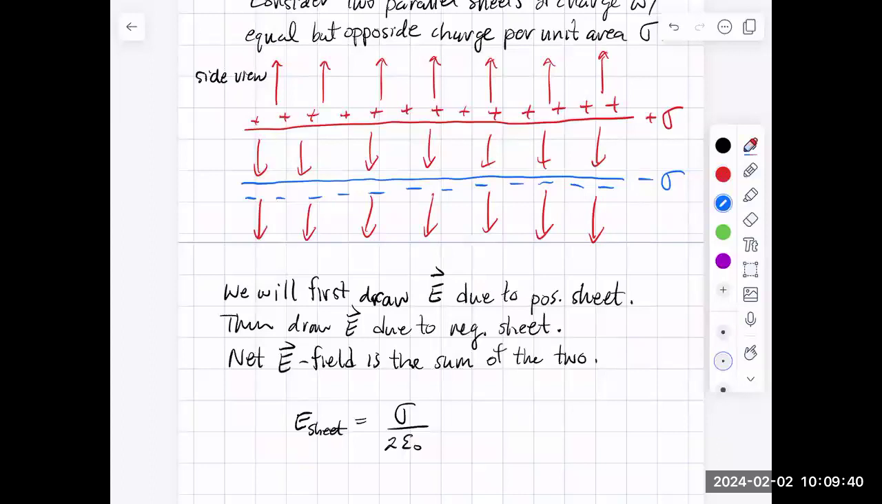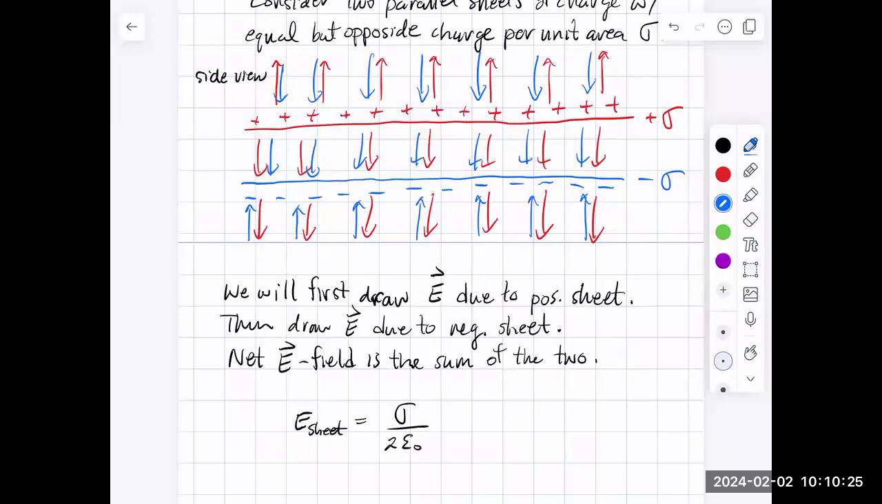And next, what we're going to do is add the electric field that's due to the blue negative sheet. Everything's going to be exactly the same, except that electric fields point towards negative charges instead of away from them. So everything looks the same. We just have to make sure that the electric fields point towards the negative charge when we're thinking about the electric field due to the negative sheet. And so it looks something like this. And so there it is.